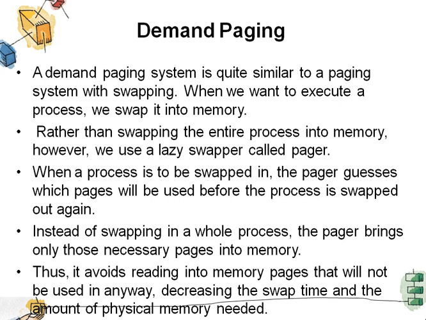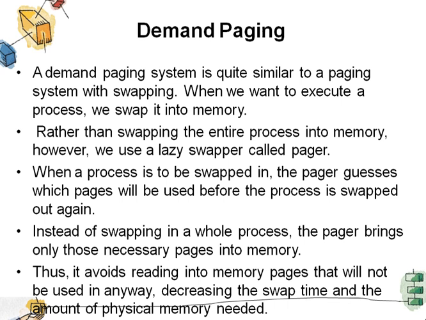Then rather than swapping the entire process into memory, we use a lazy swapper called a pager. In case of demand paging, instead of swapping in, bringing in the entire process into the memory, we make use of a swapper called a pager. When a process is to be swapped in, the pager guesses which pages will be used before the process is swapped out again. Now here we put a responsibility on the pager to make a guess of which pages of this process will be used further for its execution.